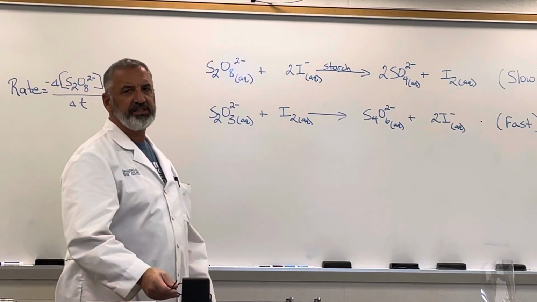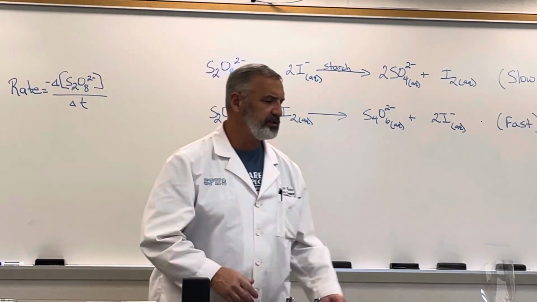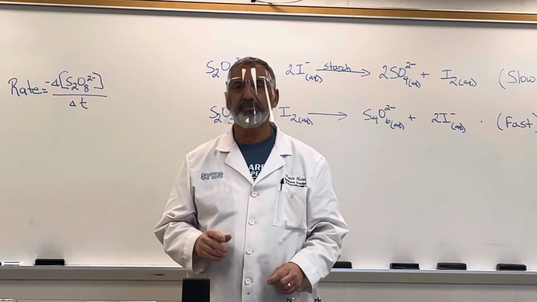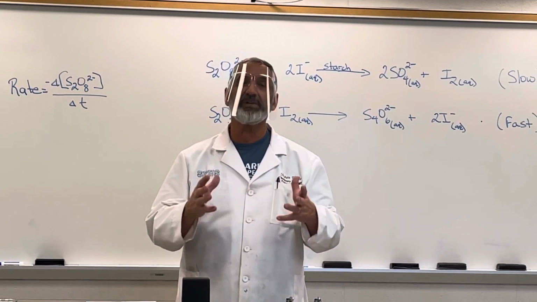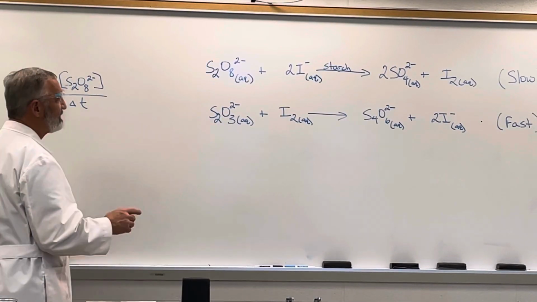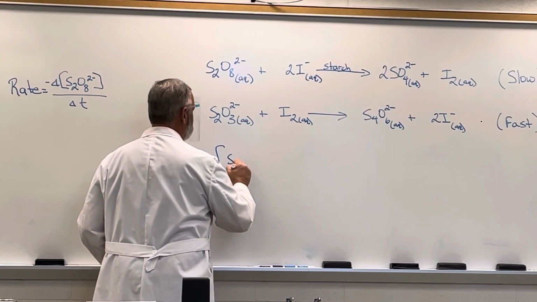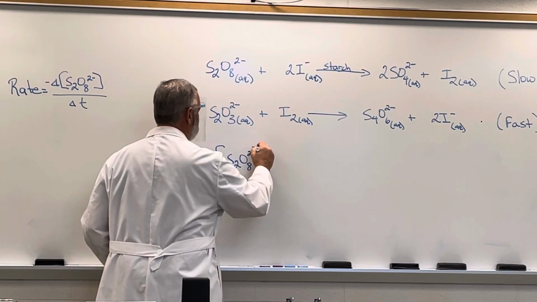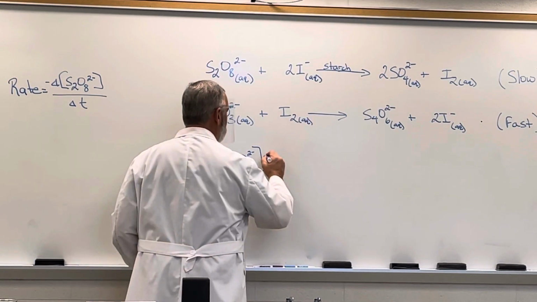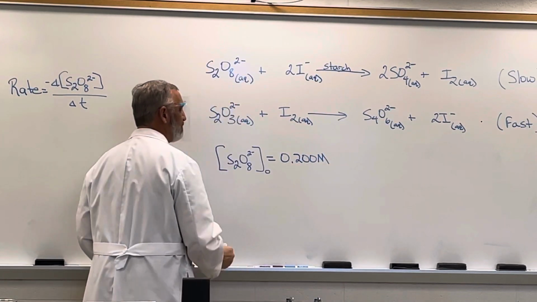I've given you a sheet now that tells you what calculations we need to be doing, okay? So the first thing that we have to do is figure out the actual concentration. Now you need to put into your data somewhere that the initial concentration of S2O8 2 minus, and remember this little lower degree symbol, was 0.200 molar.